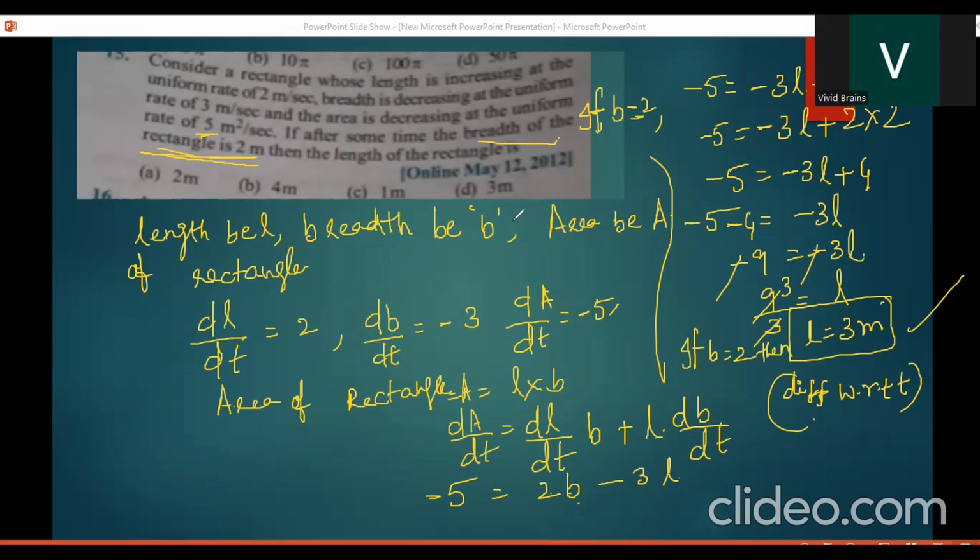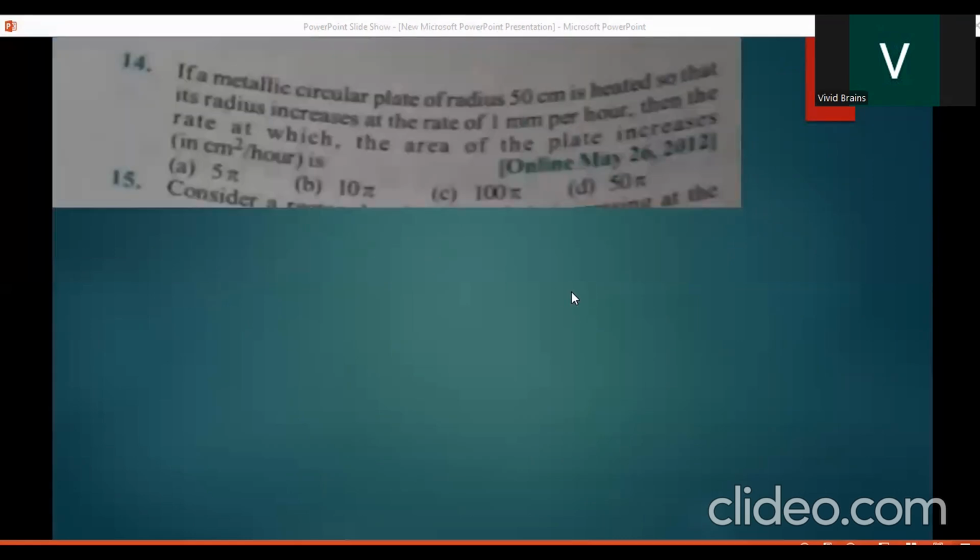So this question was given in May 12, 2012. Let me say the question before as well. The question is about a metallic circular plate.